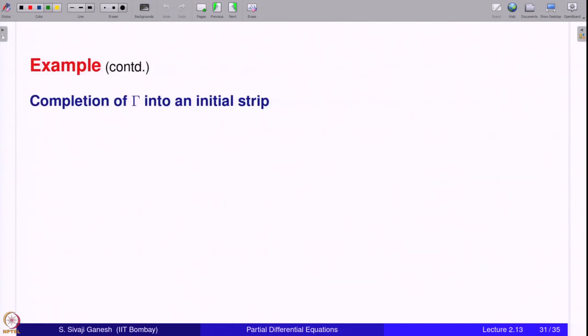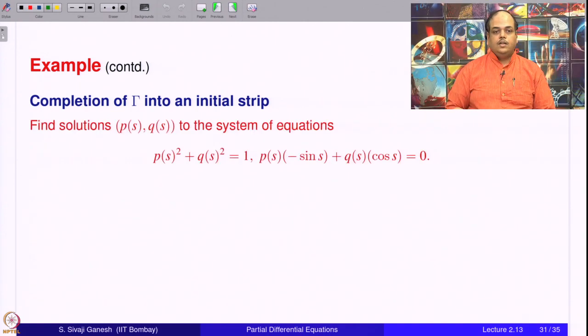So, we now have to complete the datum curve into an initial strip. We have to find p(s), q(s) satisfying two conditions. One is the equation p(s)² plus q(s)² equals 1. Second is p f' plus q g' equals h'. That will give us this. Now, we have to find solutions.